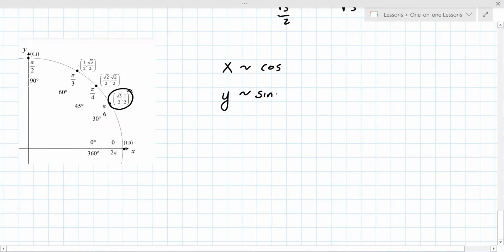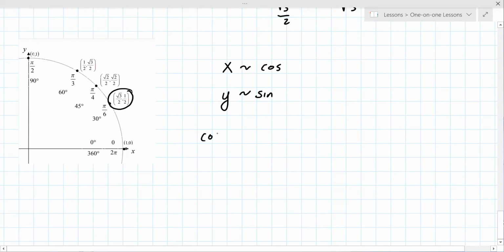You follow that? Nope. Okay. What is the x coordinate here? Root 3 over 2, 1/2. The x coordinate is only one of those. Which one is it? Oh, root 3 over 2.